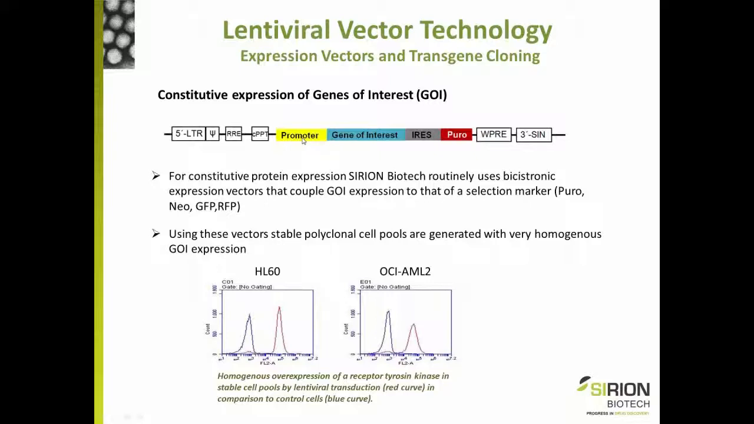The promoter is also important because we choose promoters which are constitutively active in all the cells, or let's say in all the tumor cell lines, and not silenced. What you can see below is two cell lines where we express the receptor tyrosine kinase, and this is not a clonal cell line. This is a cell pool where we have simply added the lentivirus expressing this receptor tyrosine kinase and then selected with puromycin for 2 weeks. So it's a polyclonal cell pool.